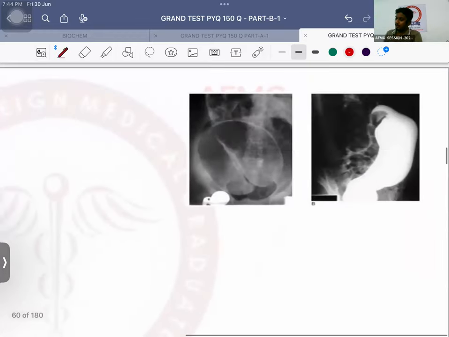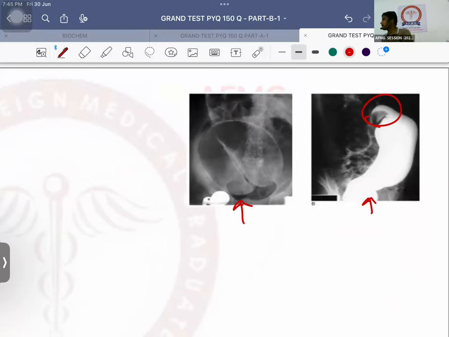What is this? Plain X-ray abdomen showing coffee bean sign. And barium enema showing bird beak appearance. Barium swallow showing bird beak appearance, answer is achalasia cardia. But barium enema showing bird beak appearance, answer is sigmoid volvulus. Twisting of the sigmoid colon. Most common site for volvulus is the sigmoid colon itself. Investigation of choice is a CT with contrast. Okay, so contrast CT is the investigation of choice.